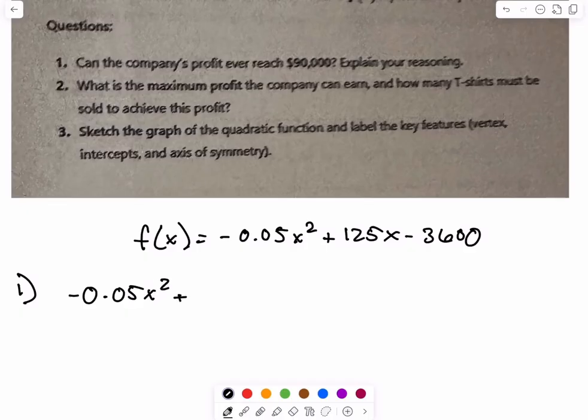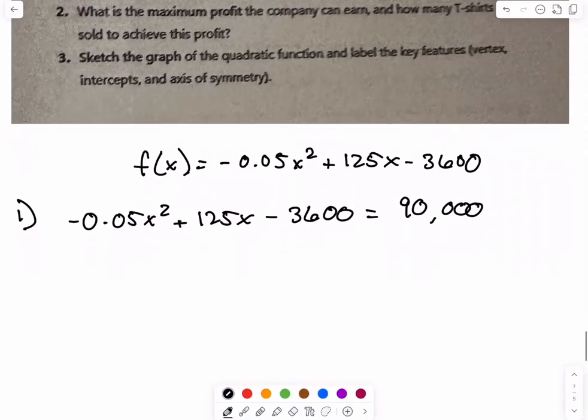0.05x squared plus 125x minus 3600. We want to set it equal to 90,000. Okay. So subtract 90,000 from both sides to set it to 0 and solve.